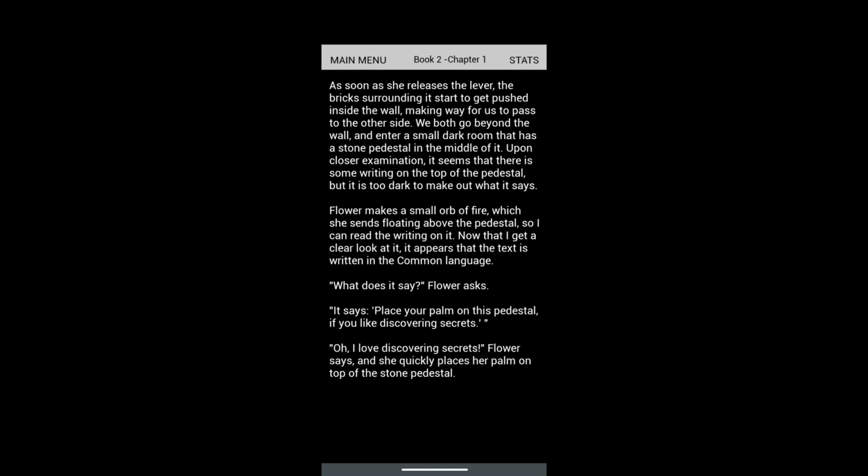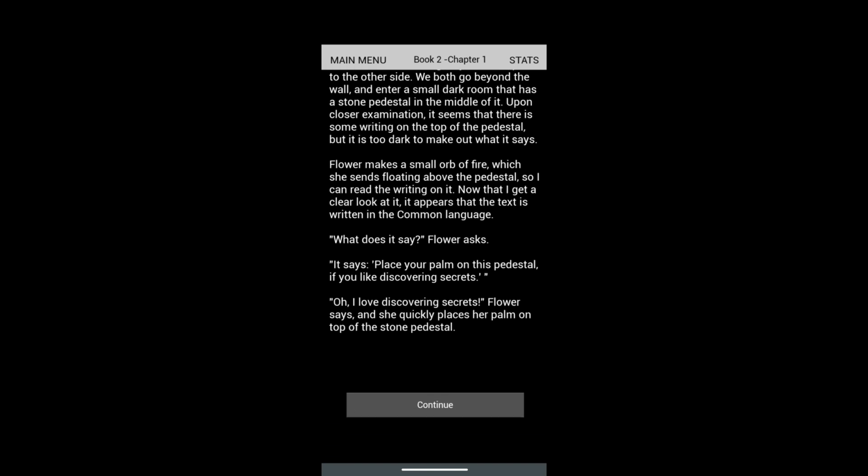We both go beyond the wall and enter a small dark room that has a small stone pedestal in the middle of it. Upon closer examination, it seems that there is some writing on the top of the pedestal, but it's too dark to make out what it says. Flower makes a small orb of fire, which she sends floating above the pedestal so I can read the writing on it. Now I can get a clear look at it. It appears that the text is written in the common language. What does it say? Flower asks. It says, place your palm on this pedestal.